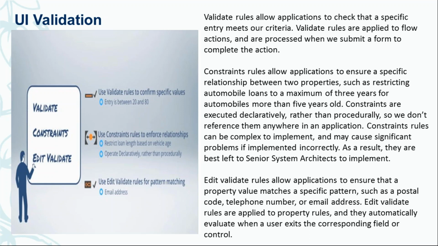We don't need to reference it again anywhere. If you want to use the values directly, Pega will take care of all the calculations, values, and the error message in case of a declarative rule. That's why constraint rules are a little difficult to implement, and if wrongly implemented, they cause problems. So it is mainly done by SSAs.